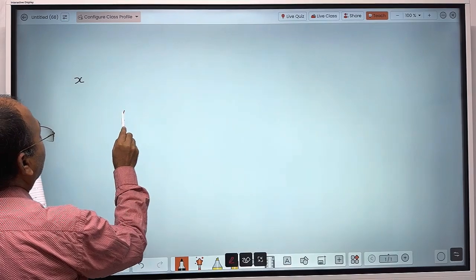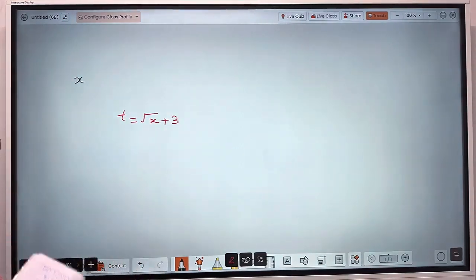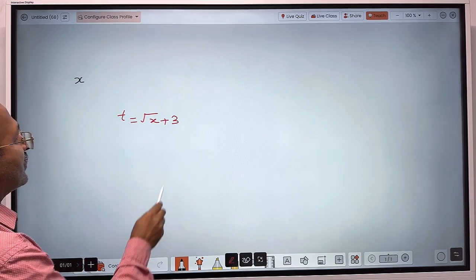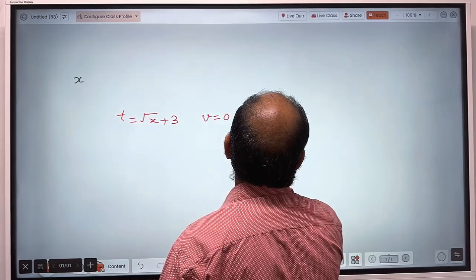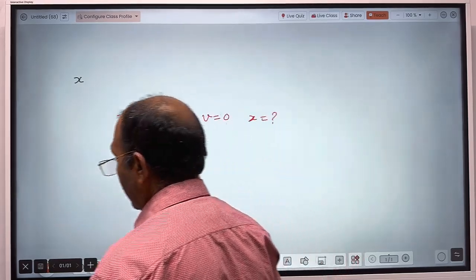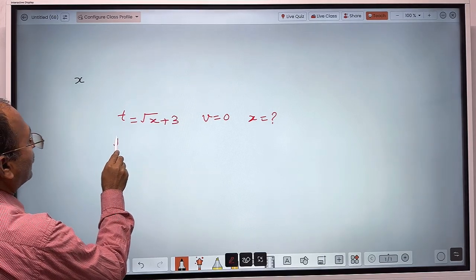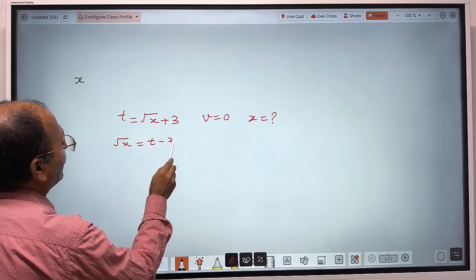You are given t equal to root x plus 3. Here x is displacement, t is time, and we have to find out displacement when velocity is 0. So here given v equal to 0, x equal to question mark. How to solve this question? In order to get velocity, we have to find out dx by dt. So for that, we write root x equal to, this 3 will be shifted to LHS, t minus 3.